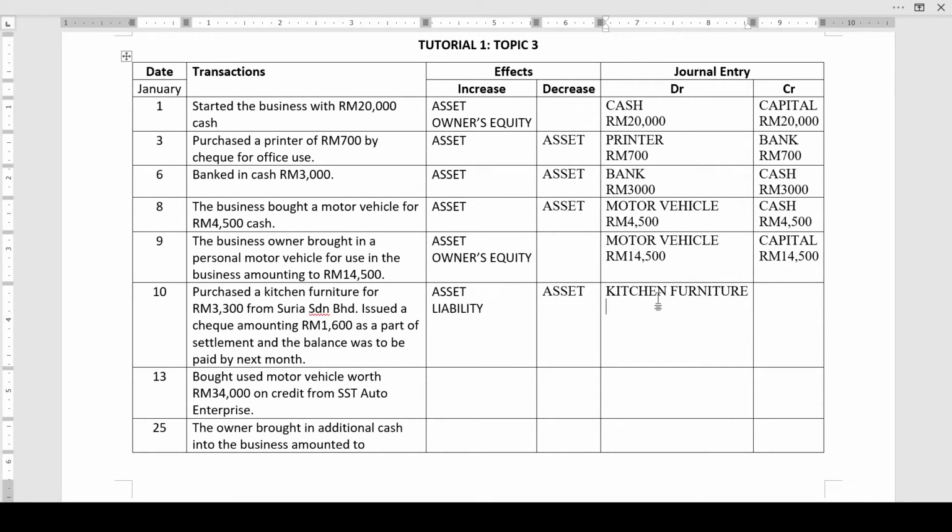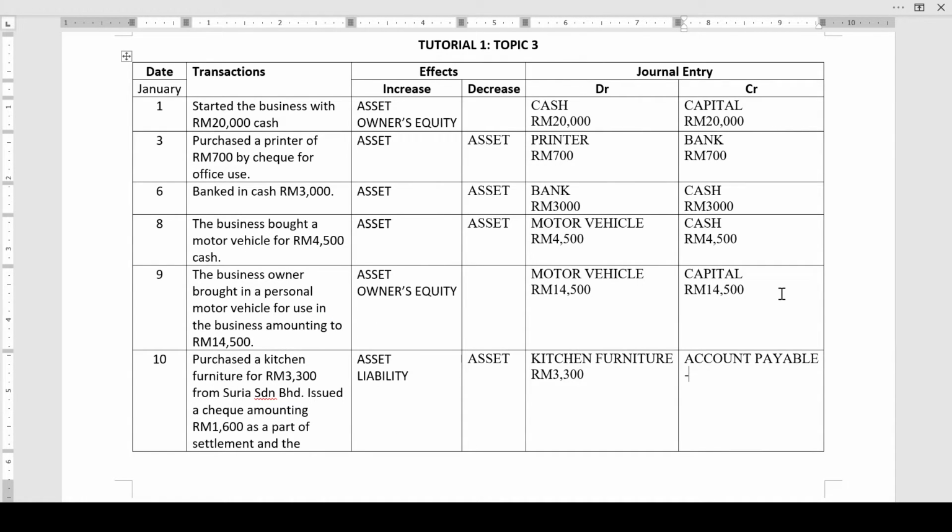And then what else do we have? Increase in liability, we credit. So what account to be credited? We are going to create accounts payable. And then we are going to put the name of the account payable, because if we did not put the name, then we don't know whom it belongs to. So we're going to put the name Surya Sendirian Berhad. So how much do we owe them? The balance, which is RM 1,700.